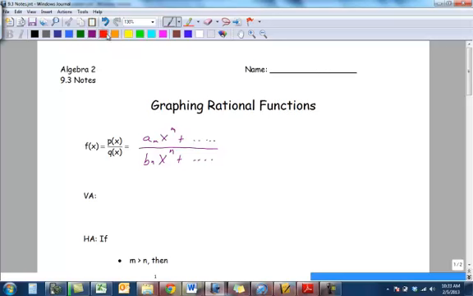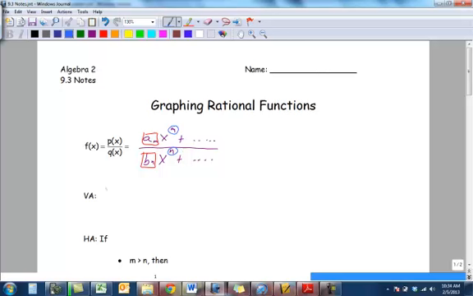Here's what's important. A sub m is just the coefficient in front of x. All right? There's nothing fancy. It's just a coefficient. The same thing with b sub n. They're just coefficients. What's important here are these exponents, x to the m power and x to the n power.